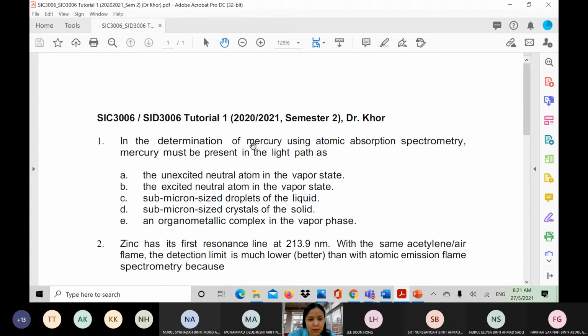Okay, so now we want to determine mercury. How do we determine mercury using the AAS technique? The mercury must be present in the light path as what? The unexcited neutral atom. Can any one of you give me the answer? Any one of you?